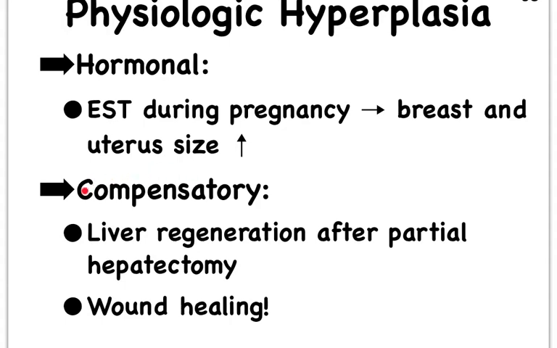Or we can see compensatory hyperplasia, a person who has lost or had to have part of his or her liver removed, we'll see that that liver can actually grow back to some extent due to this compensatory mechanism that is part of physiological hyperplasia, literally making more liver cells. And just your ordinary type of wound healing is a normal process of hyperplasia, therefore physiologic hyperplasia.